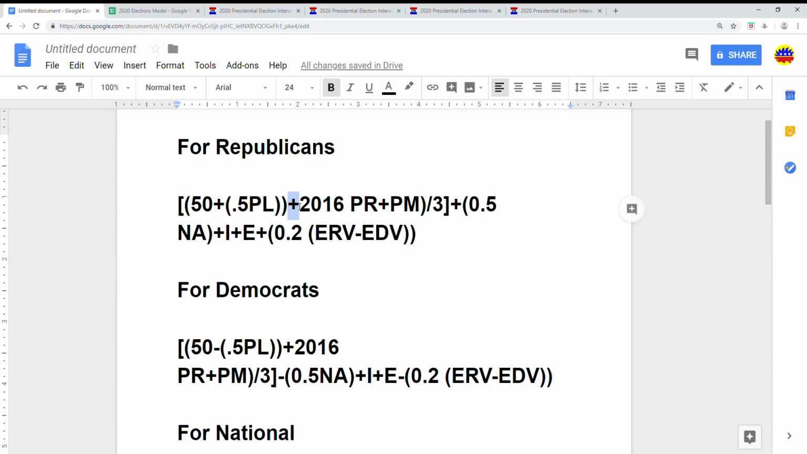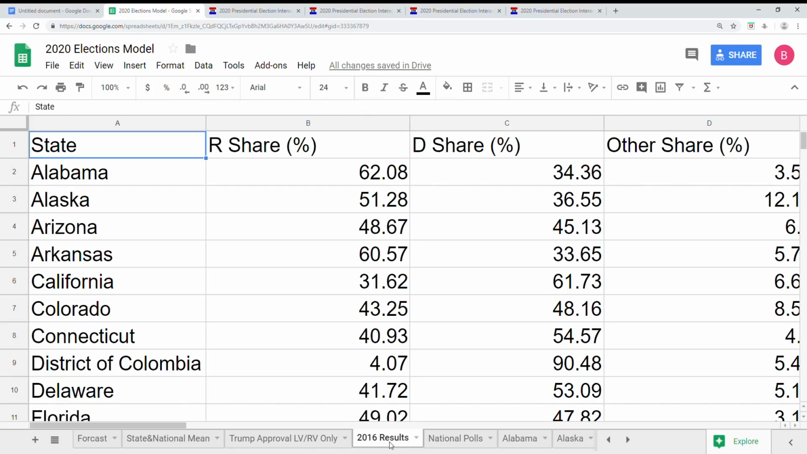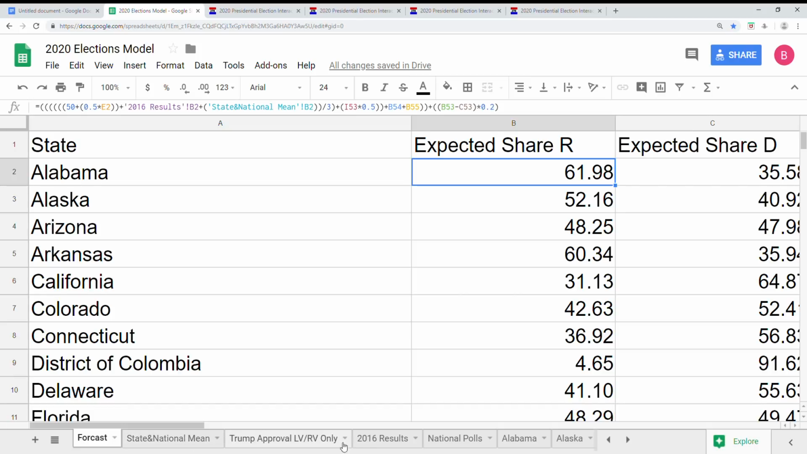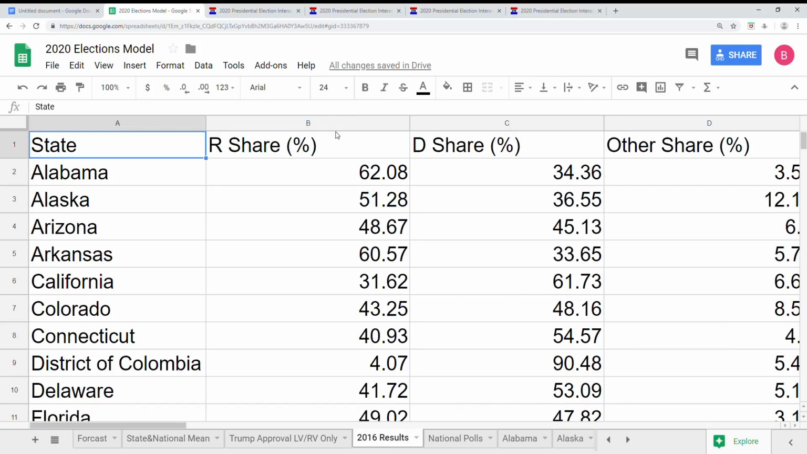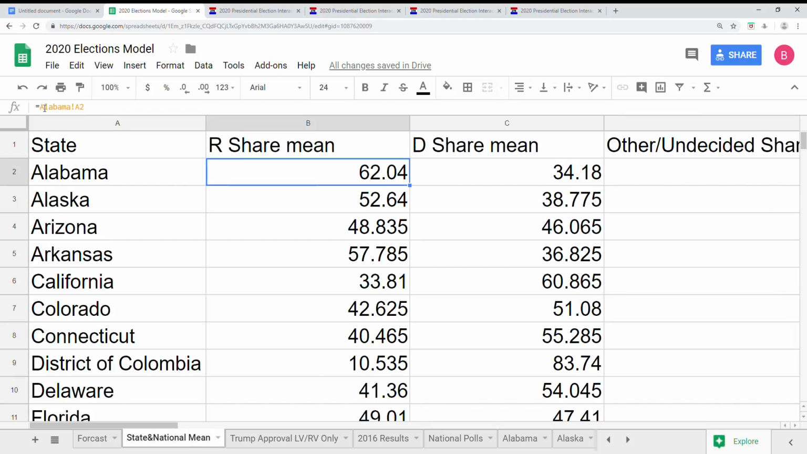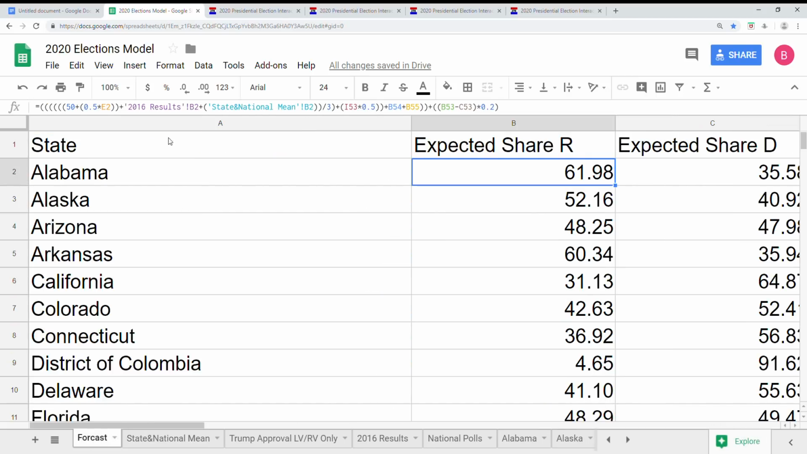Then you have plus the 2016 presidential / party result, whichever you want to use. So the 2016 result from Alabama, which you can find here. State results, 2016 results, B2. So that's where you can find that, right? Plus, you go to this page, this just collects the average for each state here, right? So that's what that means. Take it back up to here.